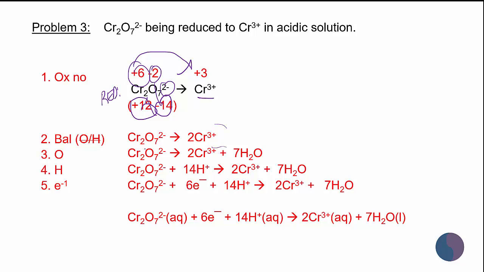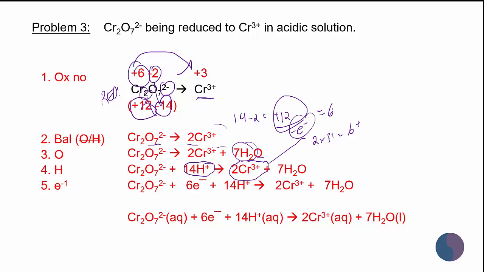This time I have to balance for there's 2 chromiums, but there's only 1 over there, so I put a 2 in there. I need to balance for the oxygen, so I need 7 waters to get the oxygen, and now I've added 14 hydrogens, so I've got to throw them on that side. So now I need to get 14 minus 2, I need to get a total of plus 12 on both sides, but I've only got 2 times 3 plus, I've only got 6 plus, so I need 6 electrons here. So I throw 6 electrons in over there. It should all balance out. Just re-add the states in and I'm done.